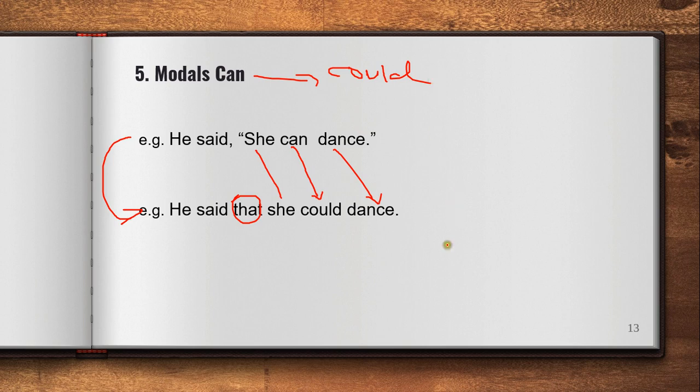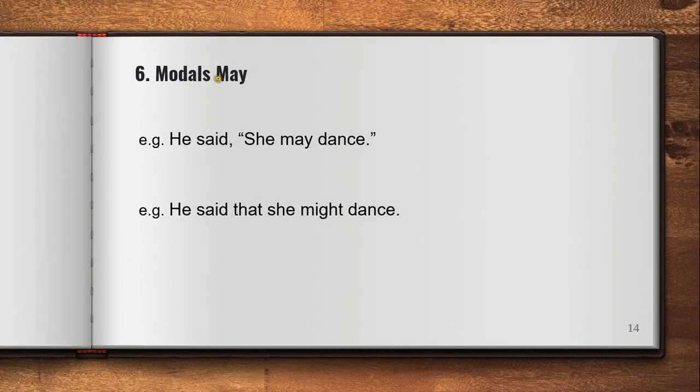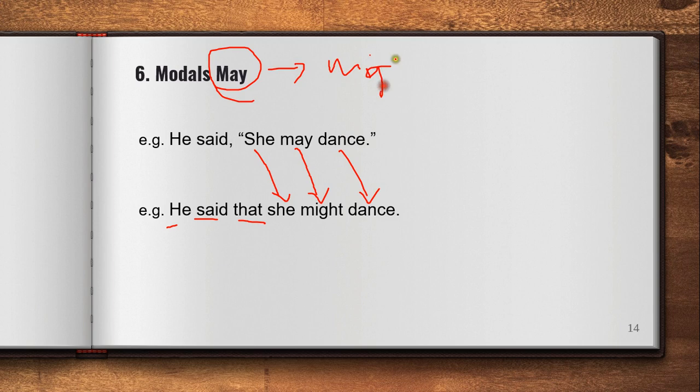Okay, all right then. So next, for the modals number 6, let's take a look. Number 6, may. For example, he said she may dance. For the indirect speech, he said that, add that, she, may becomes might dance. Okay, modals may change to might. Okay, any question? No, that's good.